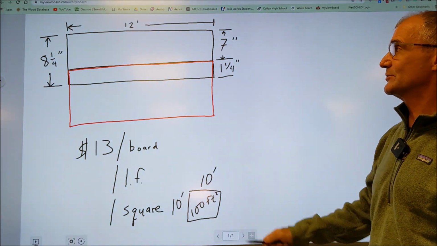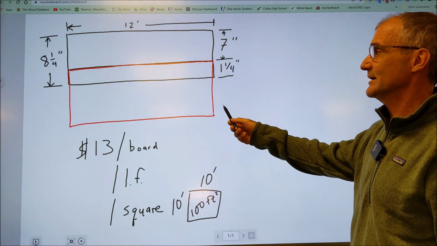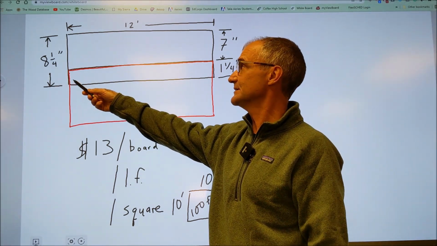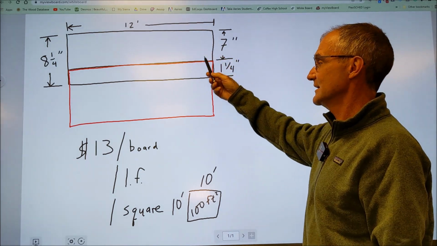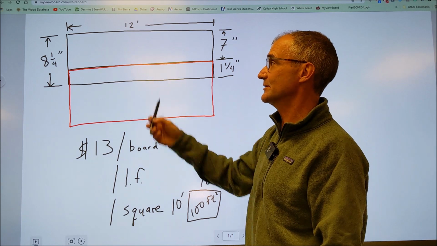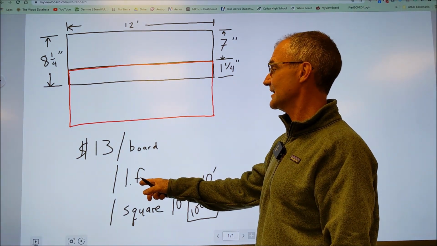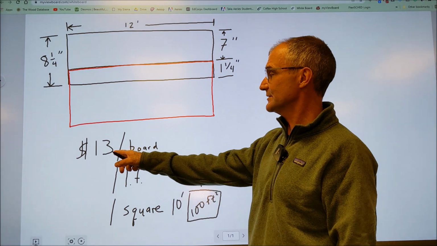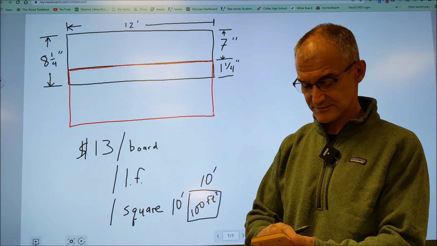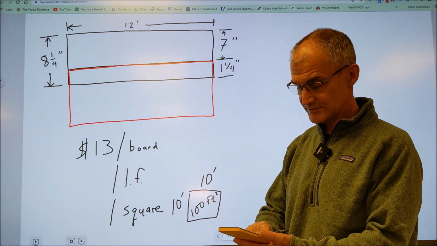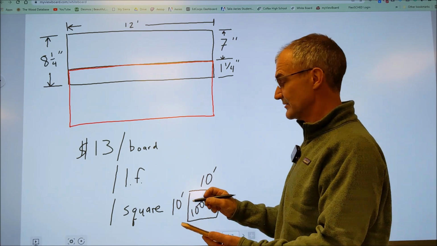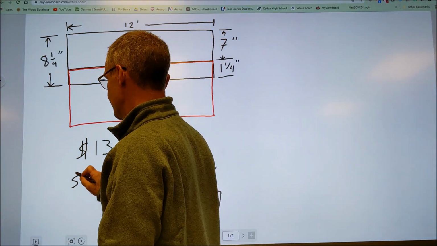So let's take a look at this board right here. Let's say I'm buying HardiePlank. It is 8¼ inches wide. That is the nominal dimension, and it is 12 feet long. If it sells for $13 a board, that just means you pay 13 bucks and you get one of those boards. If you're trying to figure out the cost per linear foot, well, it's going to be a little bit more than $1 per linear foot. To find the exact measurement per linear foot of that board, you're going to do the $13 divided by the 12 feet and get $1.08 per linear foot.